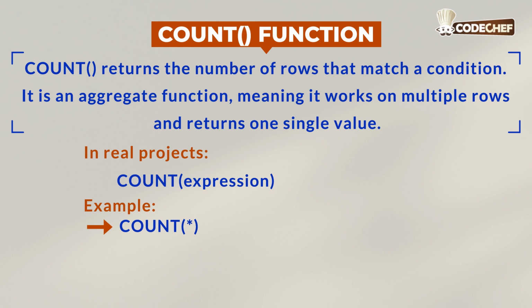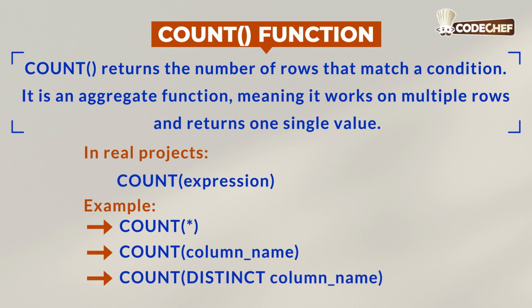a column or table. Then count, then column name. So for that particular column, how many rows are there, it will return that number. Then count inside bracket distinct keyword and then column name. So it will return the total number of rows for which the column has distinct values. Now let us go to the CodeChef platform and see an example of using count function in SQL.